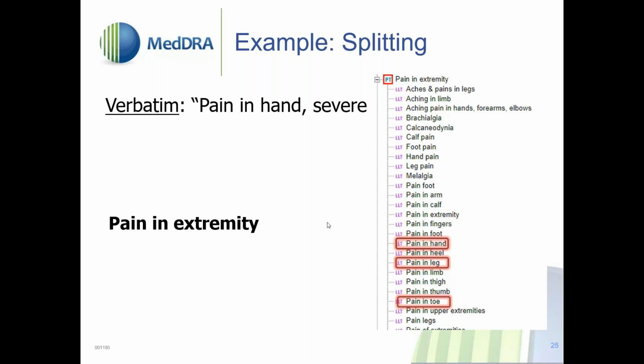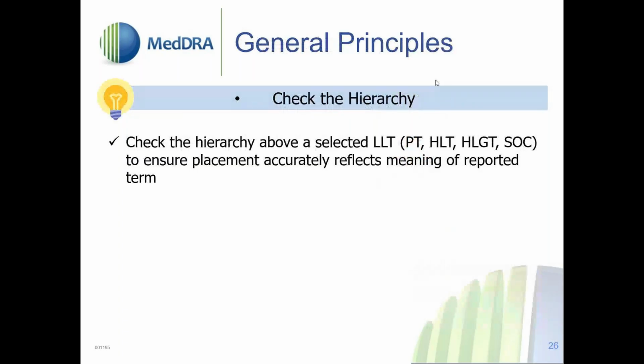And again, you can see that checking the hierarchy is important. Pain in toe, pain in leg, pain in hand: these three LLTs are grouped under PT pain in extremity. As indicated before when showing the splitting examples, checking the hierarchy is an important general principle for term selection. Before making a coding decision in more complex cases, it is really advisable to check the MedDRA hierarchy to reassure yourself that you are on the right track.